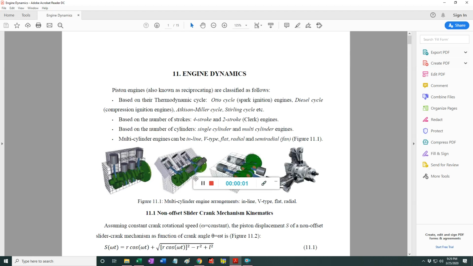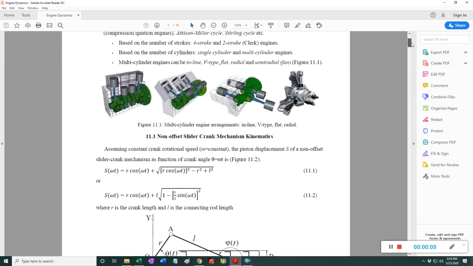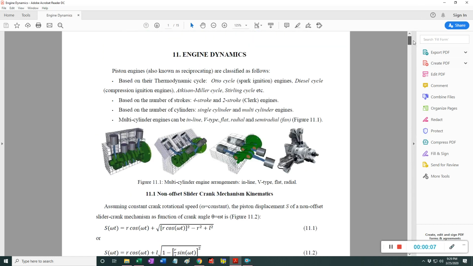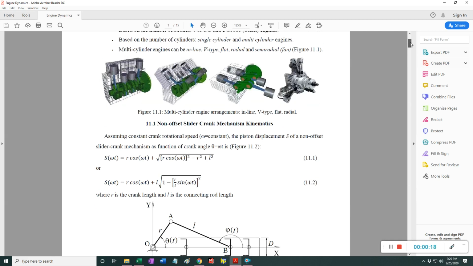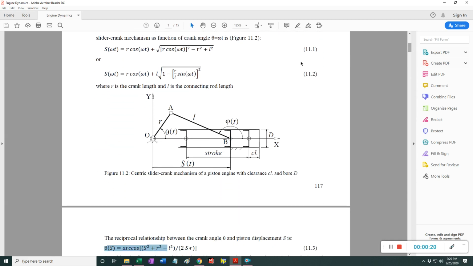I received a number of questions from students about the take-home midterm. Some of you may not be aware that there is this set of notes, engine dynamics, on Blackboard, where we have the equations for the slider displacement as a function of crank angle, for the centric slider crank.